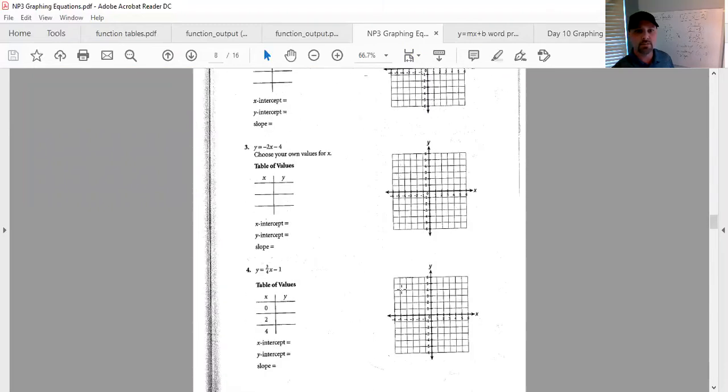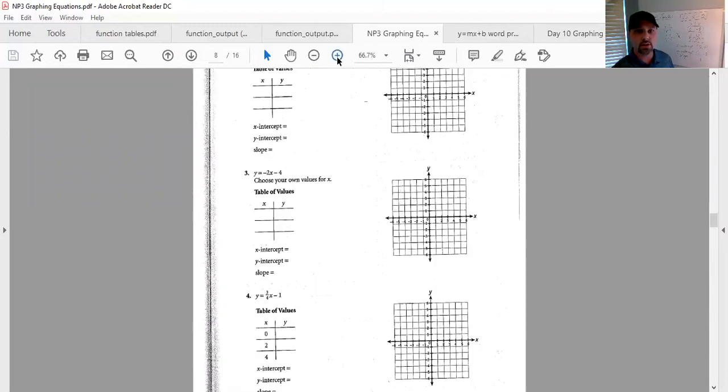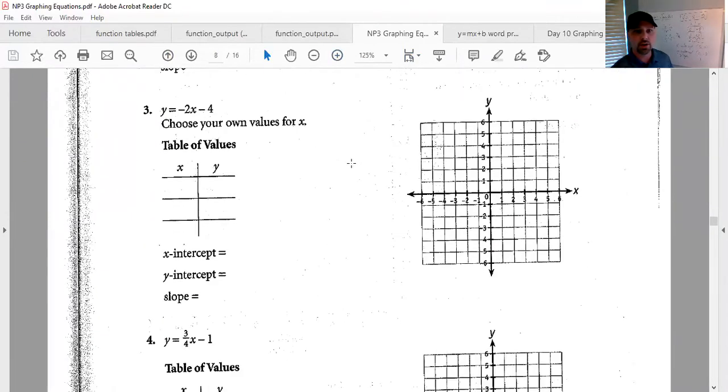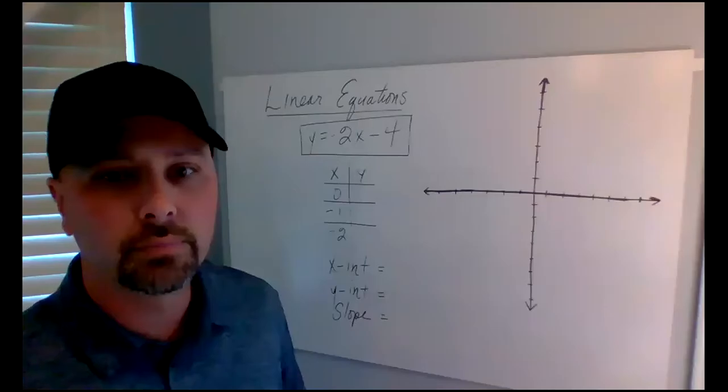All right. So let's try another one. Let's try number 3 here. And notice it says choose your own values for x. So go ahead and pause the screen. And what I want you to do is try number 3, fill in the table, find the x-intercept, the y-intercept, the slope, and draw it on the graph. Okay, I'm going to do all that myself. And then when I come back, it should be completed. Okay, so go ahead and pause your screen.